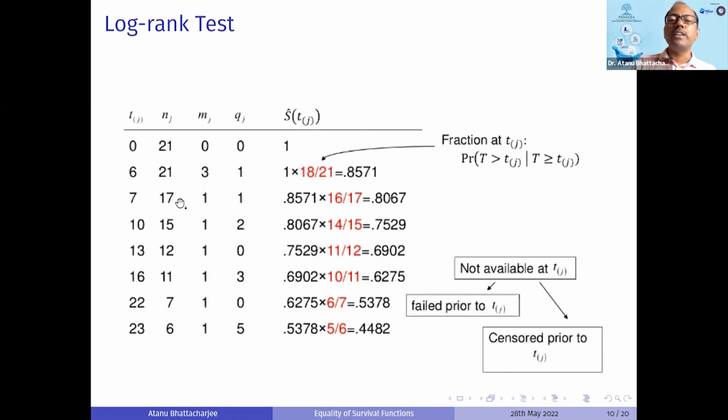So from 17, if one died, it is supposed to be 16, but it came down to 15 because 1 died and 1 censored has already been taken care of, and it comes down to 15. Similarly, from 15 you are supposed to get 14, but we are getting 12 because 1 plus 2 have both been taken care of here by making that 15 to 12. Similarly, the entire survival curve is made. So this is the one curve.